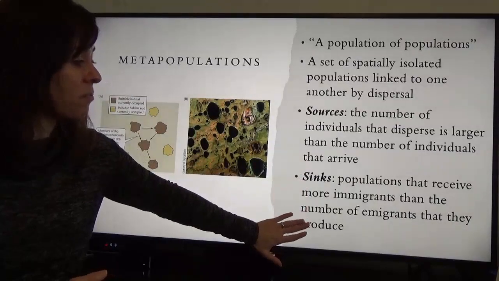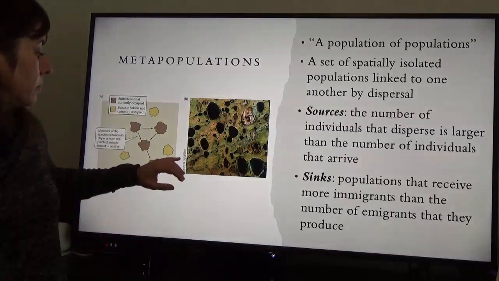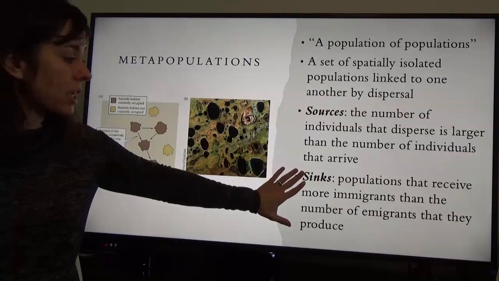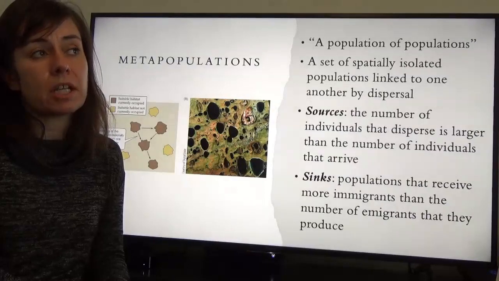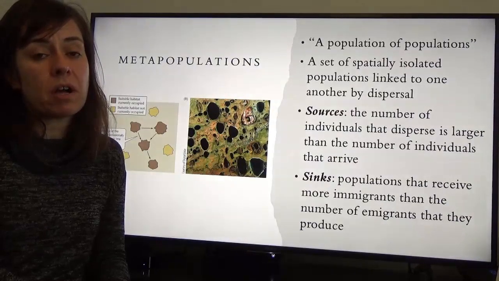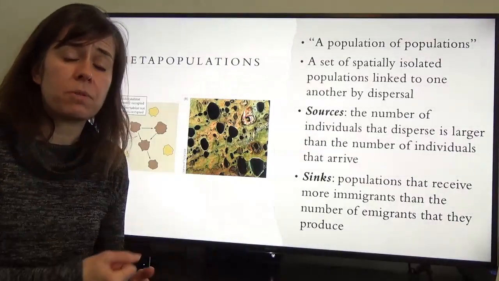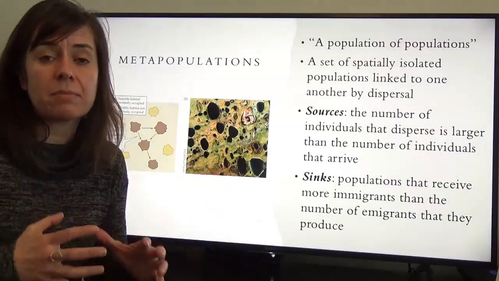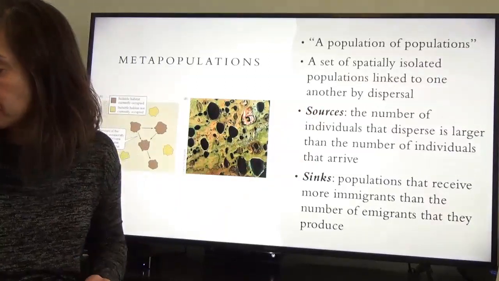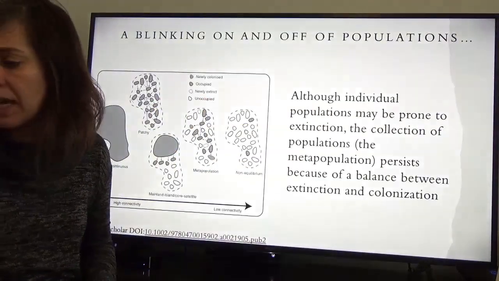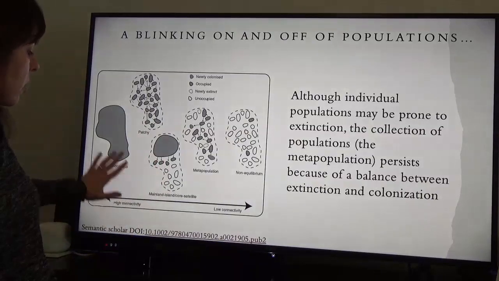Sinks are populations that receive more immigrants than the number of emigrants that they produce, okay? So this will tend to be populations that are occurring in habitats that are lower quality, where death rates are higher, birth rates are lower, or both. And so as a consequence, they export fewer individuals from that population, and a lot of times that population may be maintained by individuals coming in from a source population. Okay? So again, it's this idea of a blinking on and off of populations, and so we can think about it in this context.